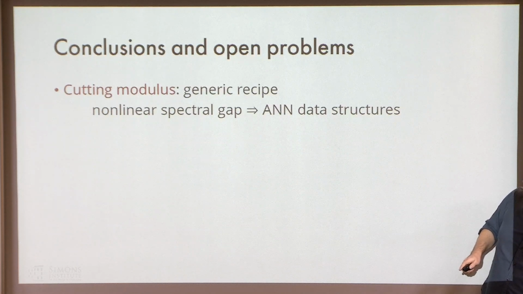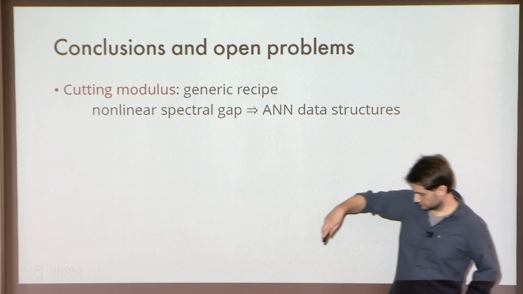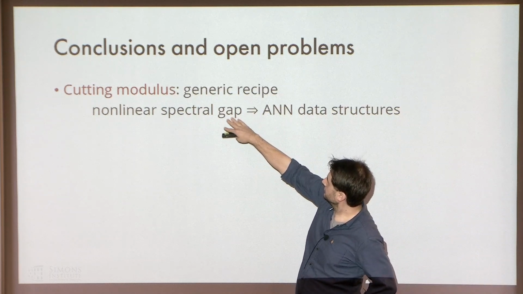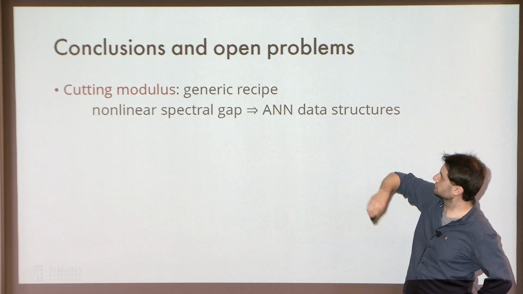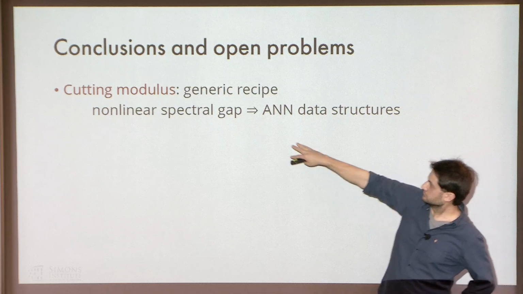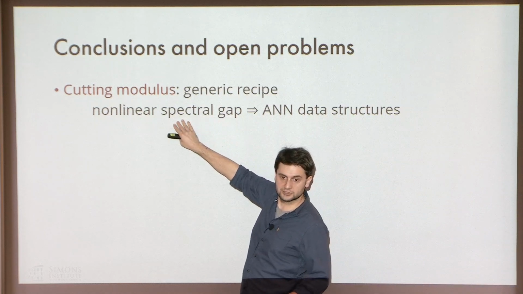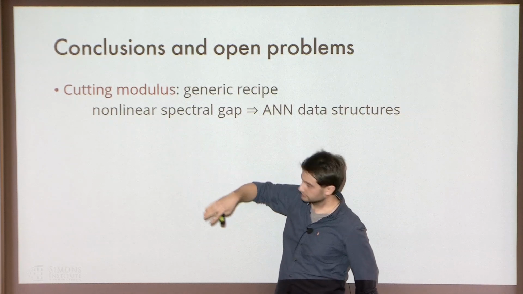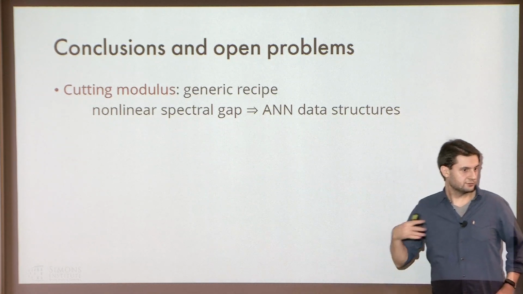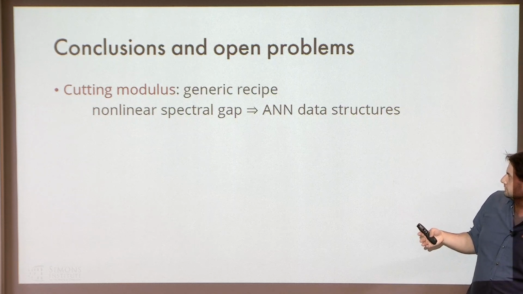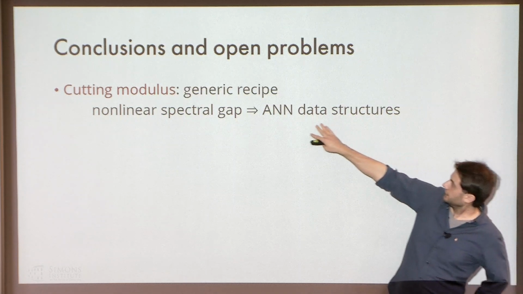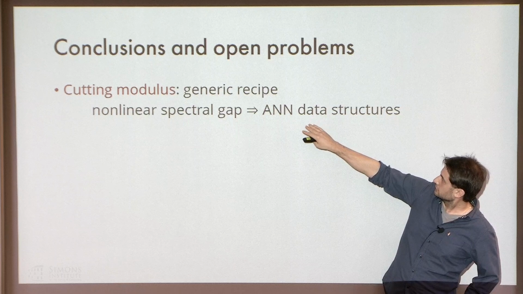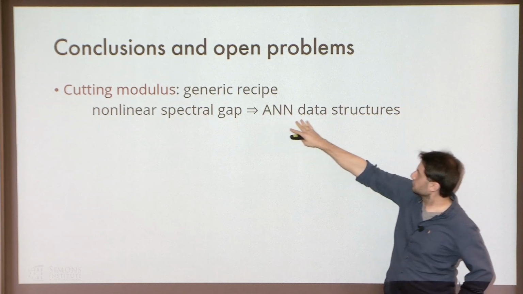So again, the main thing that I wanted to say here is cutting modulus, which is a generic recipe for going from xi. By the way, this cutting modulus arose from the theory of nonlinear spectral gaps that Assaf Naor was developing for a few years now. And so this leads to approximate nearest neighbor data structure algorithms.